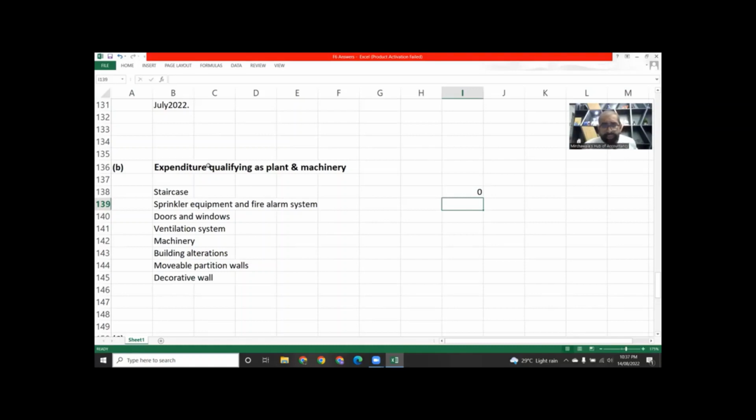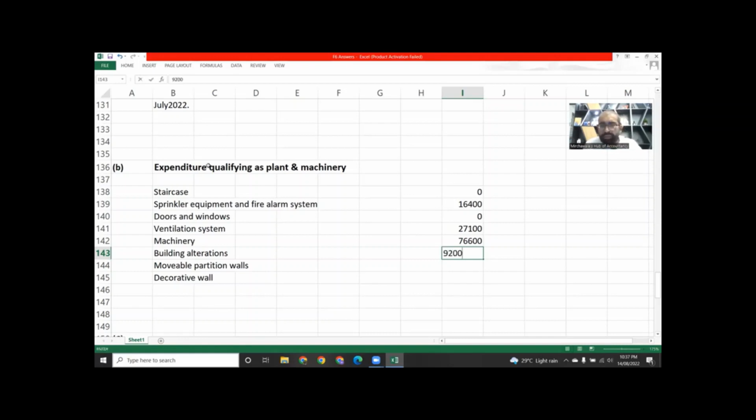0. But yes, sprinkler or equipment 16,400. This is equipment. This is part of plant and machinery. Doors and windows always part of building. Then yes, ventilation system is part of plant and machinery, and it comes in SRP. This is old thing, not a new thing. So this is 27,100. Then you have machinery. It was 76,600. Yes, then building alterations, installation to do the machinery is also part of plant and machinery.